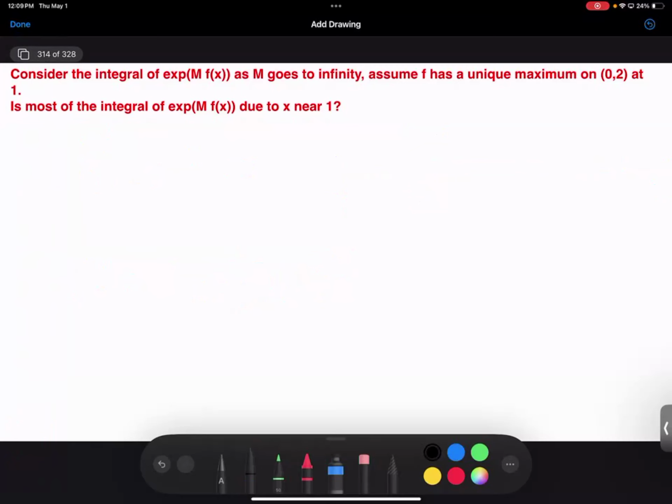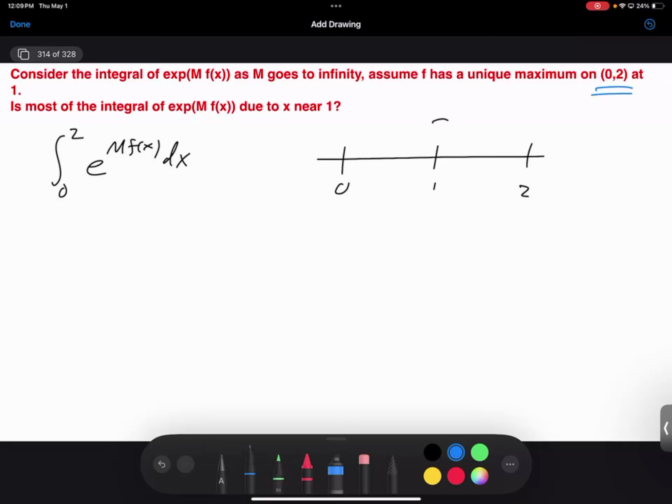And so now, you know, we have the integral from 0 to 2, e to the m f of x dx. Here's 0, here's 2, here's 1, and the largest value is at 1. And now you've got to look very carefully. I'm telling you it has a unique maximum on 0, 2, the open interval 0, 2. So if I wanted to be problematic, what could I do?